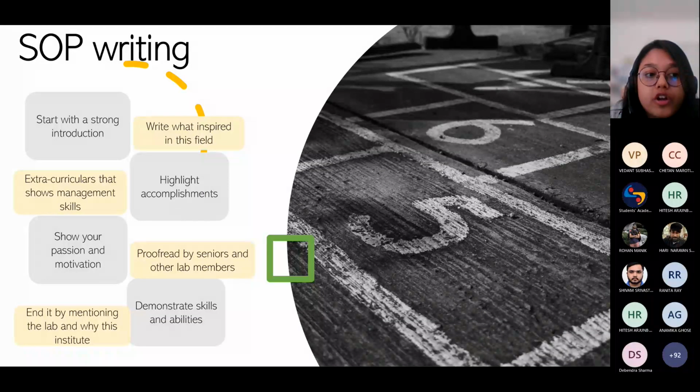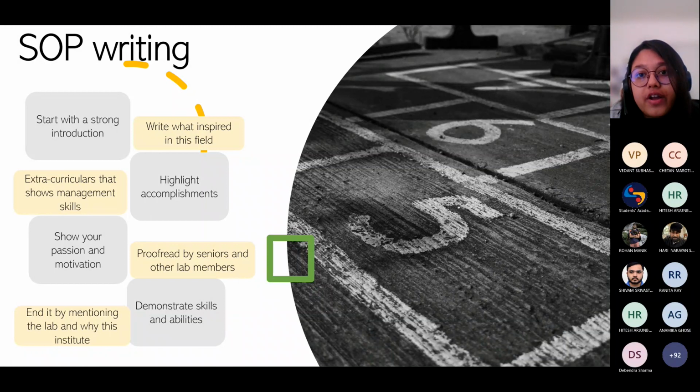So you have to write in a way where you can showcase your management skills through your extracurricular and co-curricular activities. You have to show your passion and motivation, and also every kind of skill and technical skill set you have learned in your lab work or in your coursework. There are lots of people who have publications when they are applying for the PhD programs, but there are lots of people who do not have publications, but they tailor their SOP in a way where they elaborate on their research experiences itself. It's not necessary to have publications.